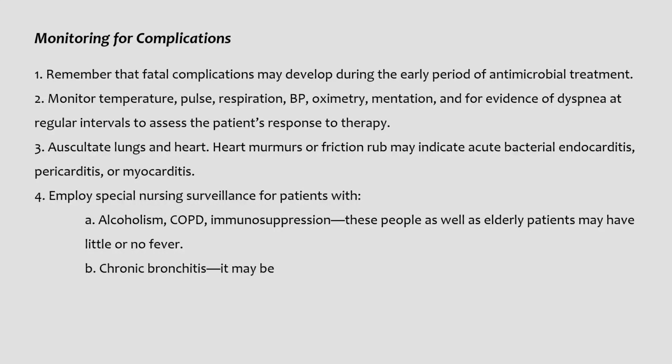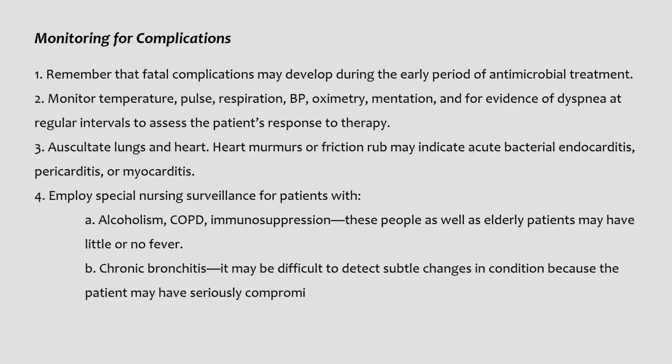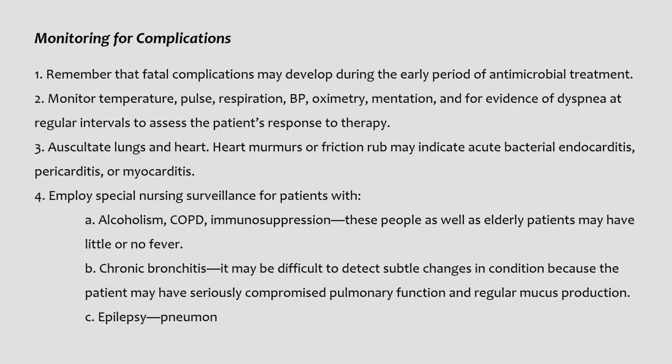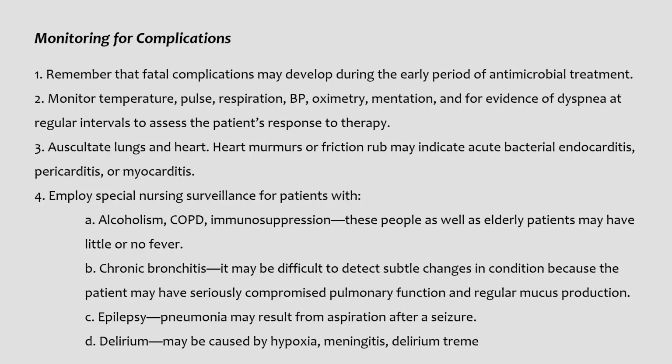Another is chronic bronchitis. It may be difficult to detect subtle changes in condition because the patient may have seriously compromised pulmonary function and regular mucus production. Next is epilepsy. Pneumonia may result from aspiration after a seizure. And for the last one, delirium may be caused by hypoxia, meningitis, or delirium tremens of alcoholism.